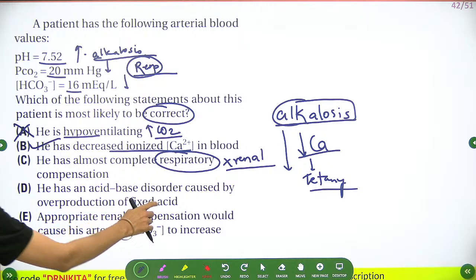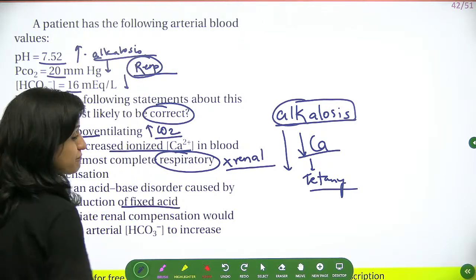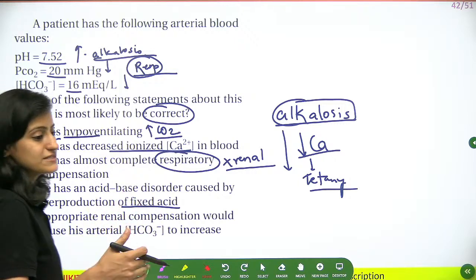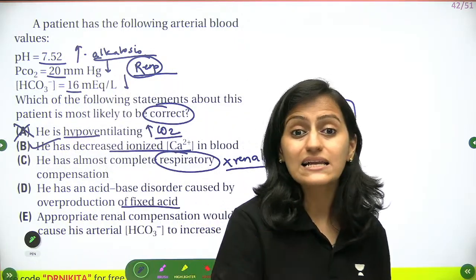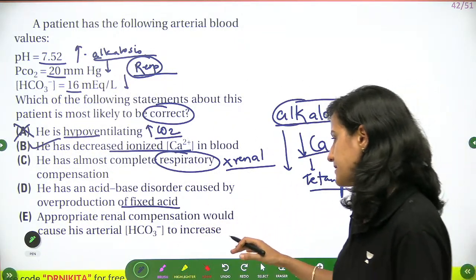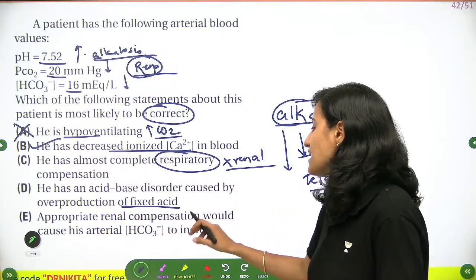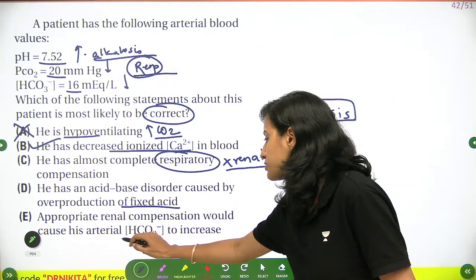And he has an acid-base disorder caused by overproduction of fixed acid. No, this is not acidosis. There is no increased acid production. This is alkalosis, so this is not acidosis. Appropriate renal compensation would cause his arterial bicarbonate to increase.